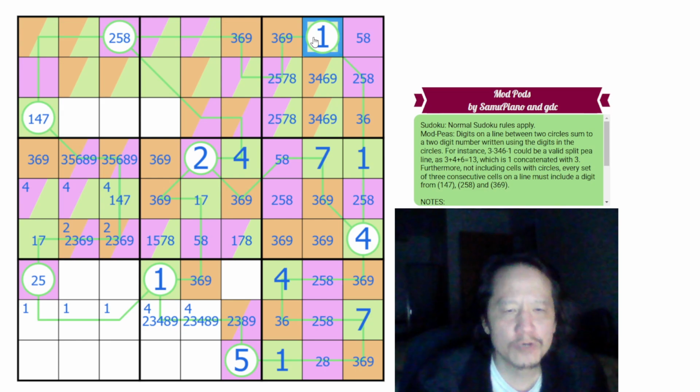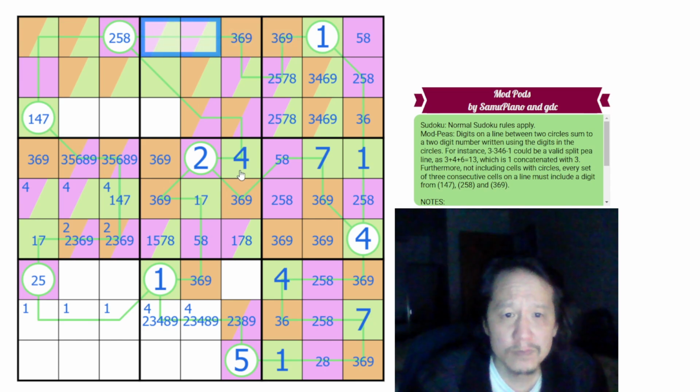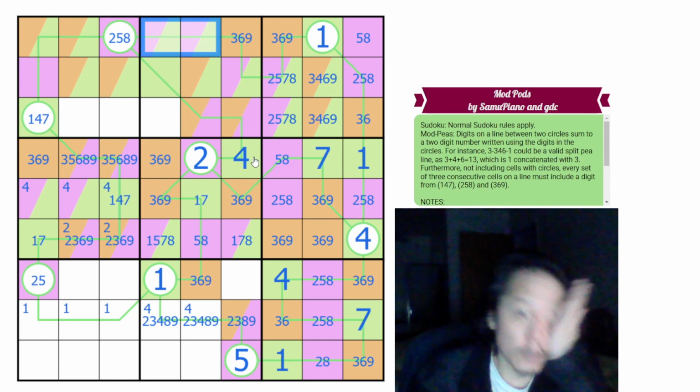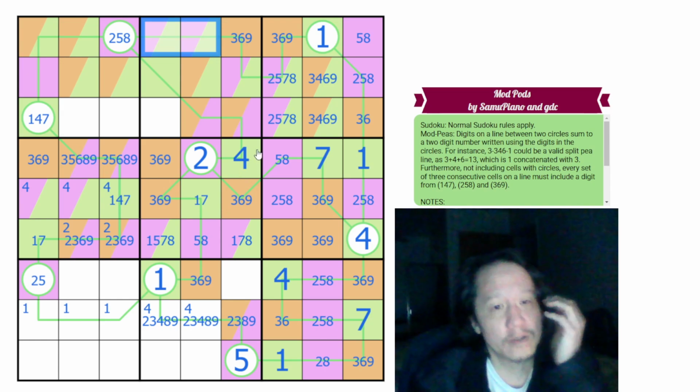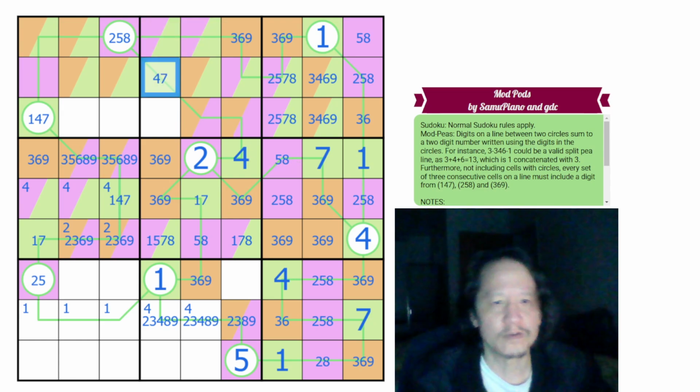This could be 21. But it'd have to be 1, 2. Okay, it cannot be. No, it could be 3, 6, 4, 5. It's possible. What does that mean, though? So this is not 4. Well, it could be 4. It's 4 or 7.